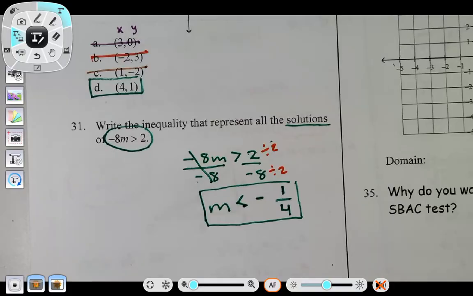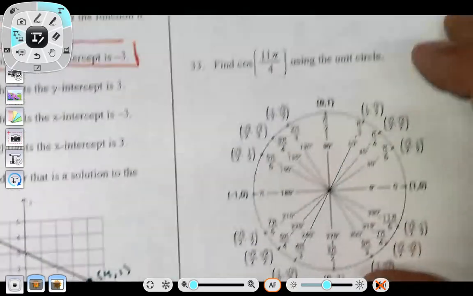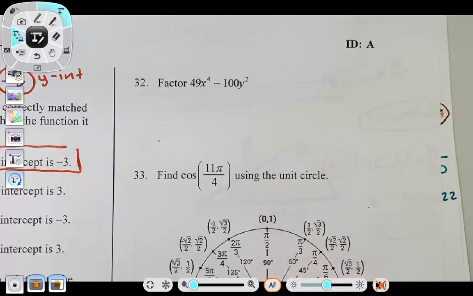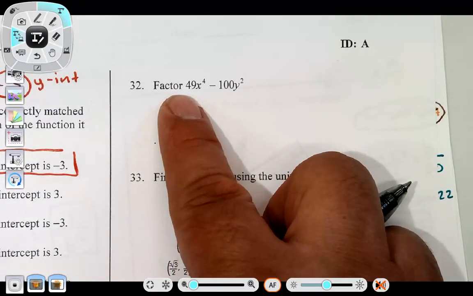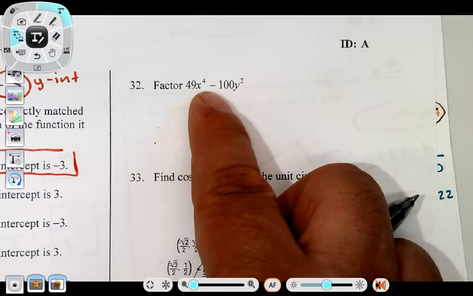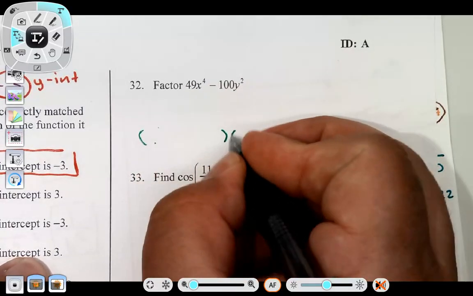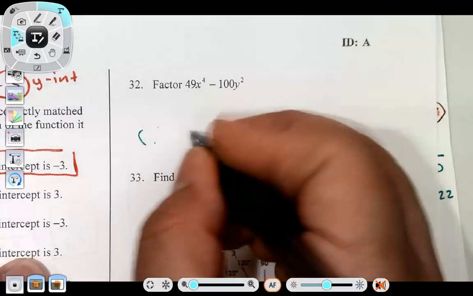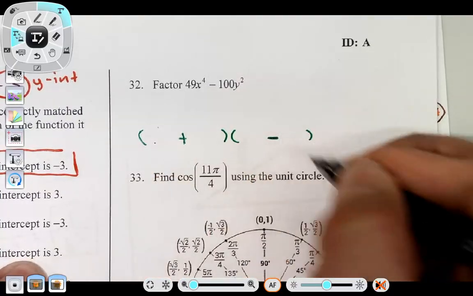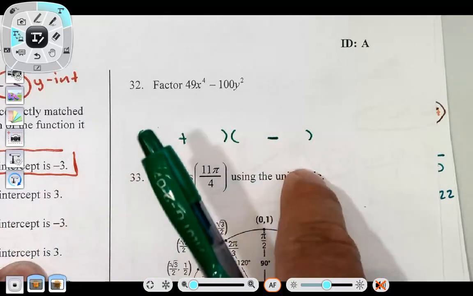Okay, a couple more here to try out, or 3 more to try out. So number 32 says to factor. We do have a binomial with a minus sign, so that's a good sign. Remember, that just means that both of these parentheses look exactly the same, but one's a plus and one's a minus. So all I have to do is, remember, they have to look exactly the same.